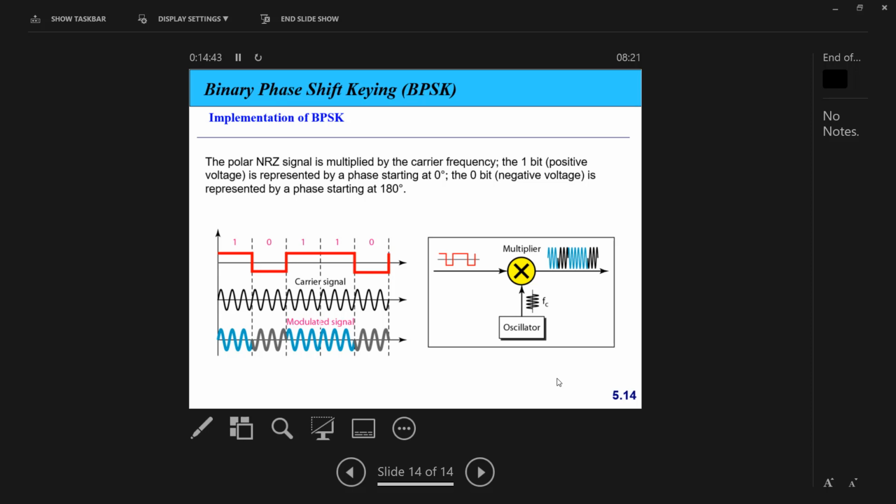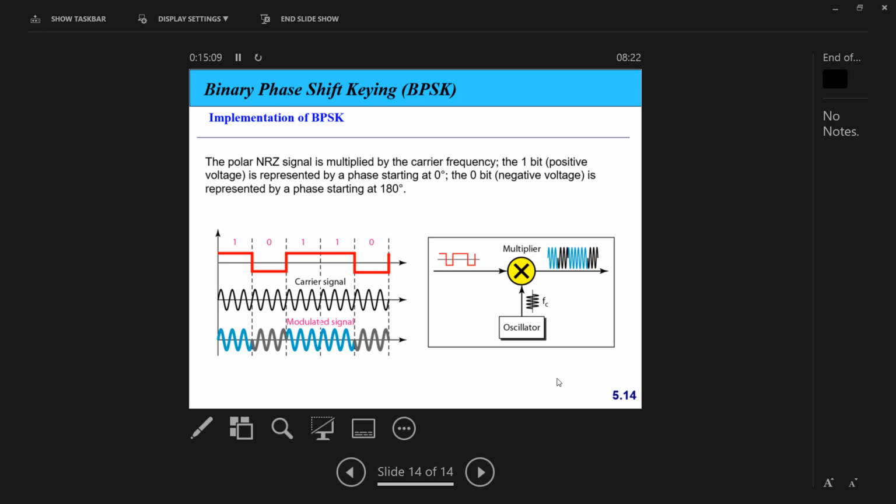What about the implementation? How can we implement that, like we did in amplitude and frequency shift key? In this case, the implementation will be similar to the amplitude shift key, but we'll use polar non-return to zero because now I need a positive voltage and a negative voltage. So if I have one positive voltage, I will start the phase from zero.